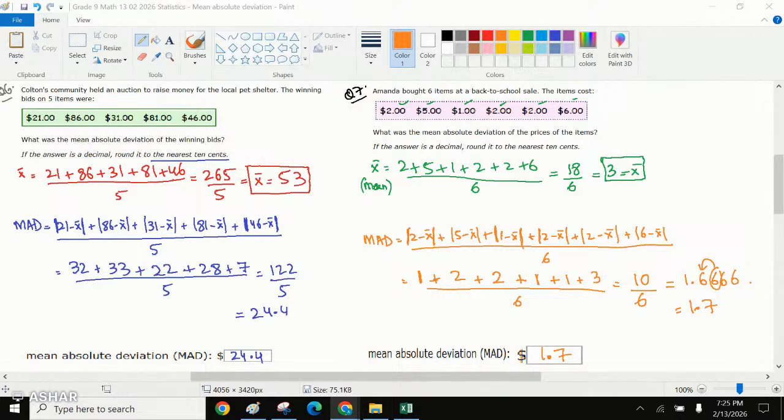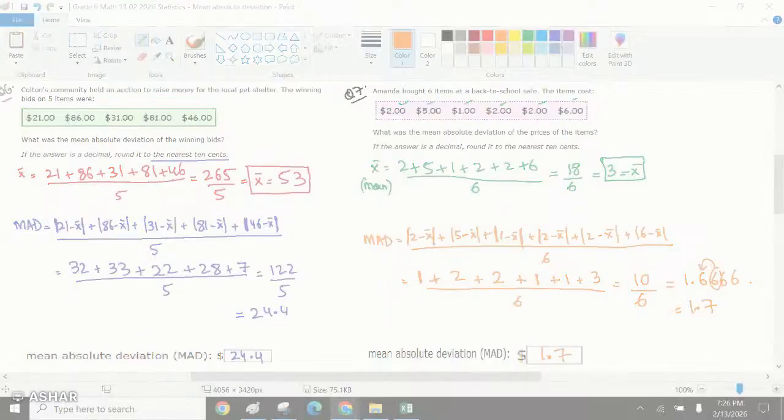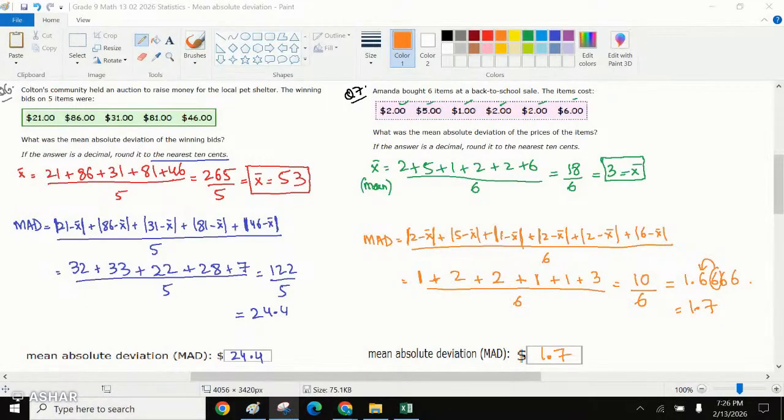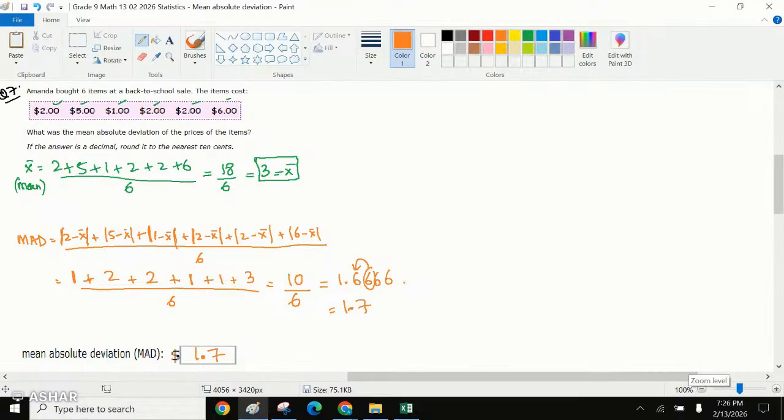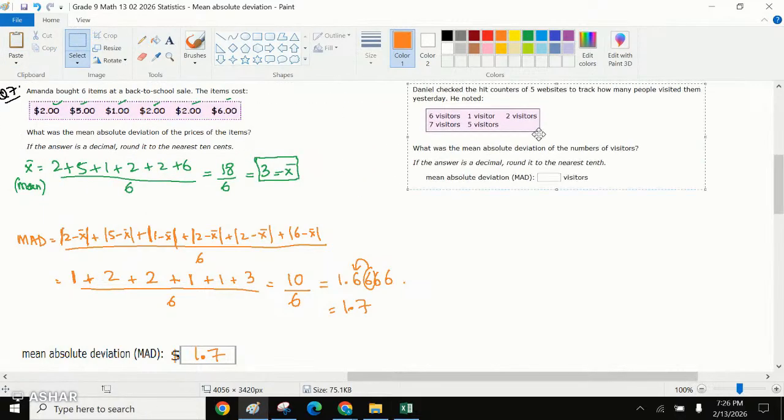Okay, let's have a look at another example. The next question says, Daniel checked the hit counters of 5 websites to track how many people visited the website yesterday. So it's about people visiting a particular website. So let's see. For question number 8, this is the information that has been provided to us.